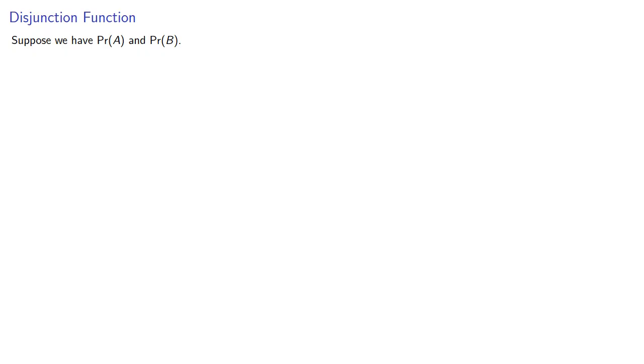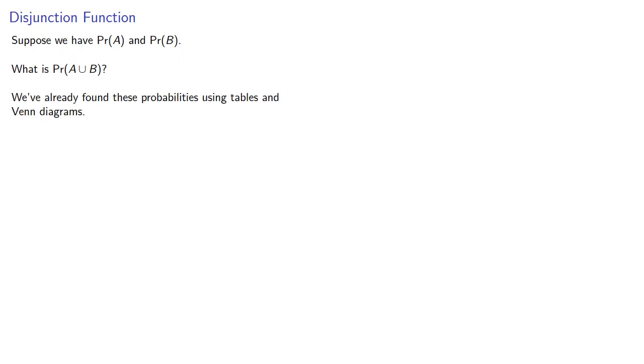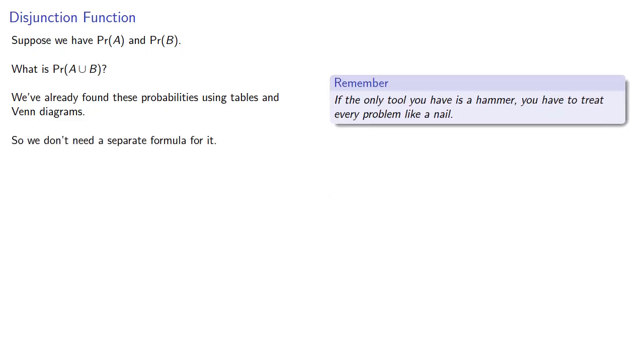Suppose we have the probability of A and the probability of B. What's the probability of A union B? Now, we've already found these probabilities using tables and Venn diagrams, so we don't need a separate formula for it. But remember, if the only tool you have is a hammer, then you have to treat every problem like a nail. So let's introduce one anyway.